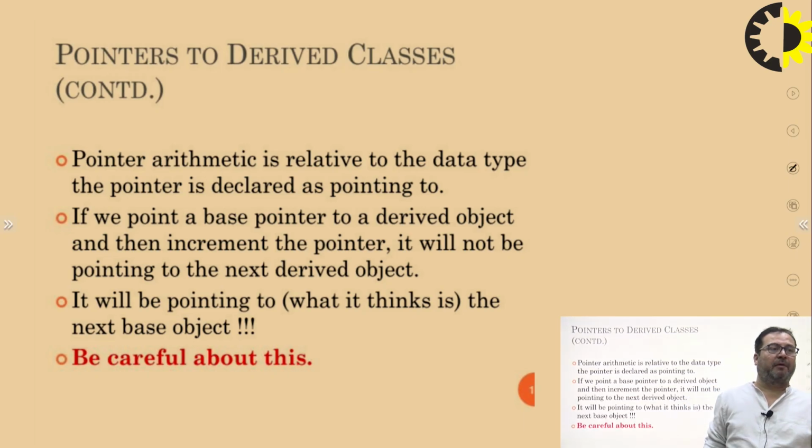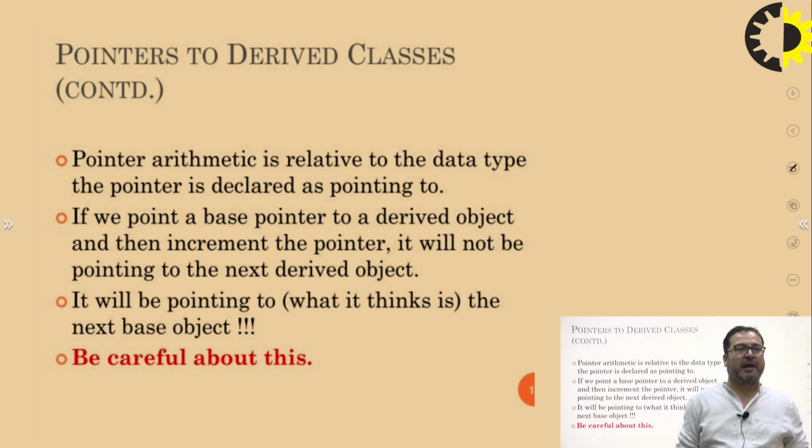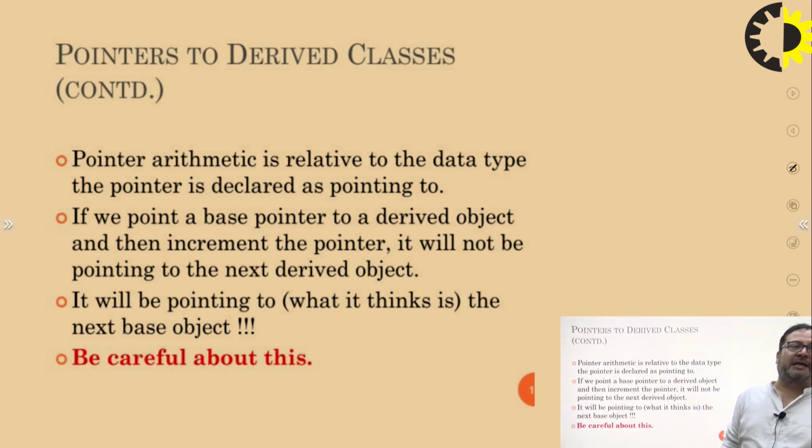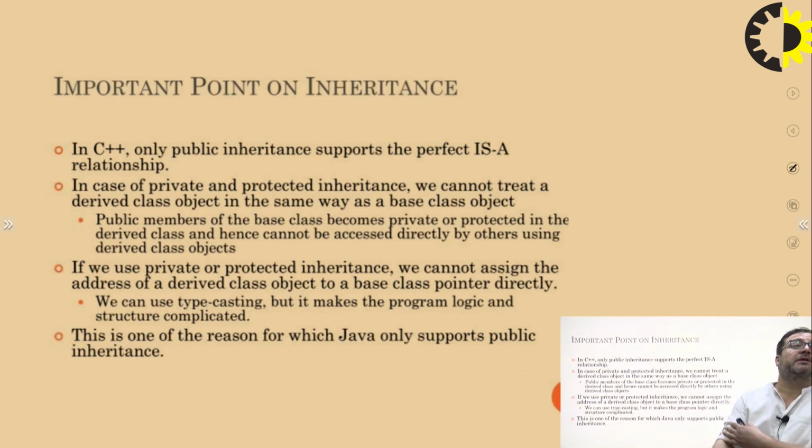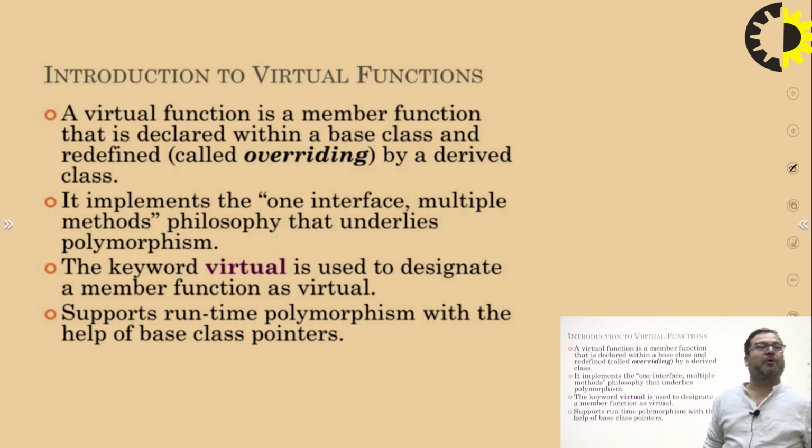So if we point a base pointer to a derived object and then increment the pointer, it will not be pointing to the next derived object. It will be pointing to the next base object. So be careful about this. Now, this we have already done.